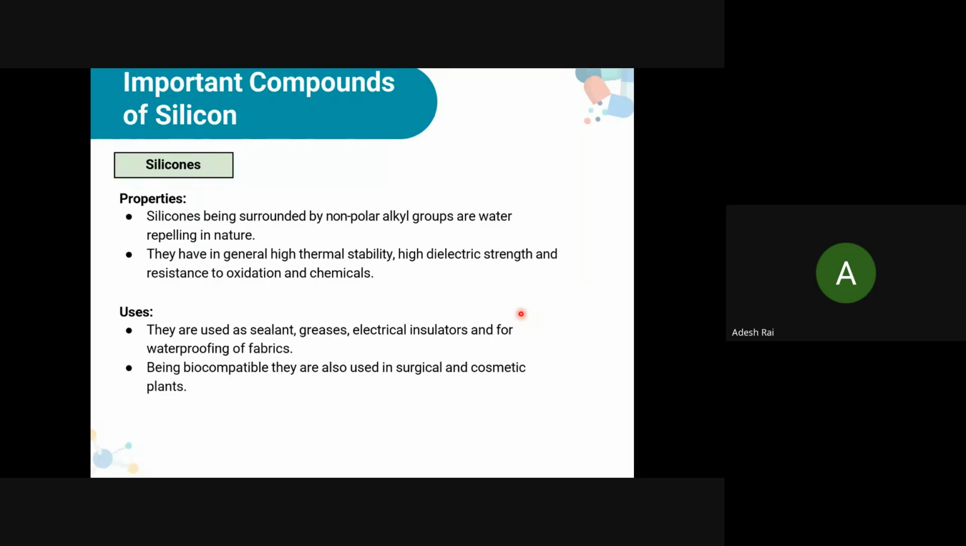By definition, if you know greases and all, you already know. So what you have to take from this part: first of all, alkyl groups are present with silicones and they are water repellent because they are non-polar, and water is polar. Therefore, they are not soluble in each other, hence they are water repelling in nature. At the same time, they have high thermal stability, high dielectric strength, and resistance to oxidation and chemicals, which makes them versatile for different applications. And these are the applications that we have studied just now.